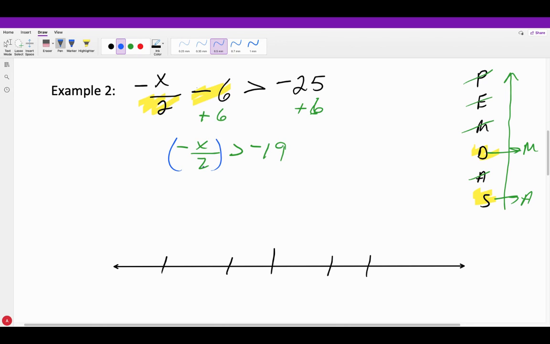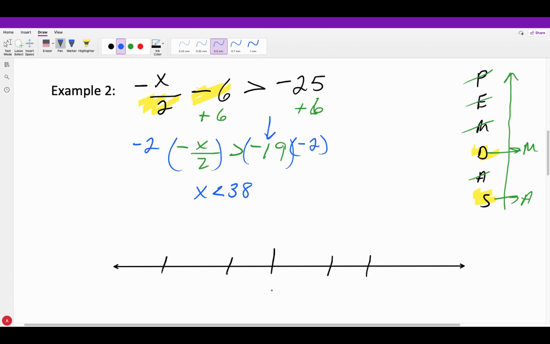Now I'm going to multiply each side by that -2 to isolate the variable. And remember, when we multiply each side by a negative, we have to flip our inequality. So now it becomes x is less than 38. Remember, it doesn't matter what the sign is of the number that we're solving. It's what we're doing to isolate. As long as we're isolating a variable and multiplying or dividing each side by that same negative number, then we know that we have to flip our inequality because we're jumping to the opposite side of our number line.